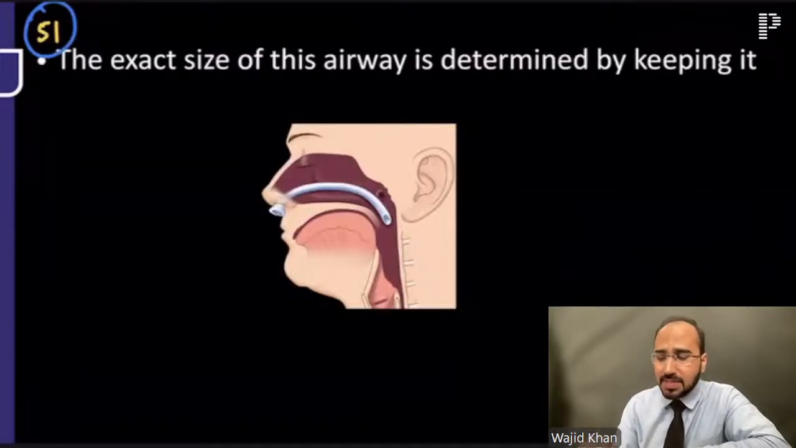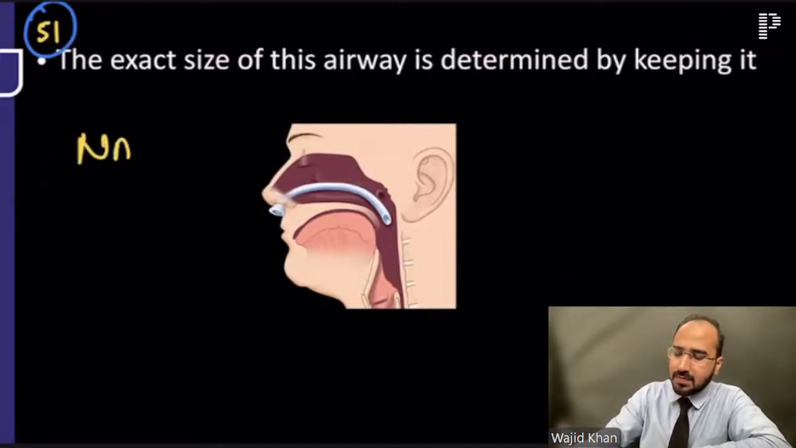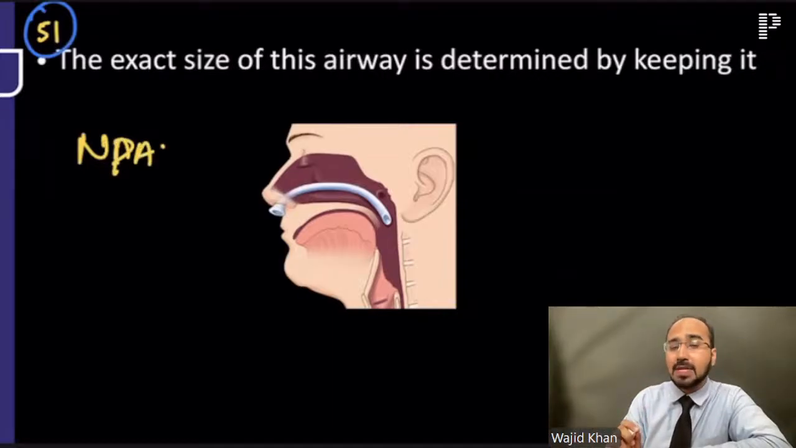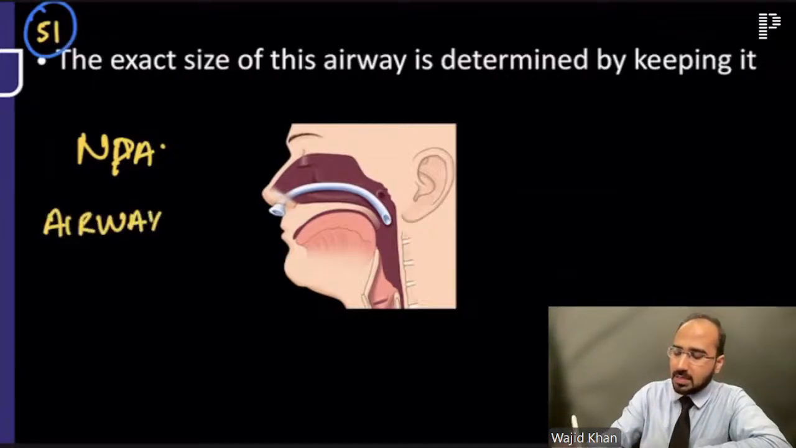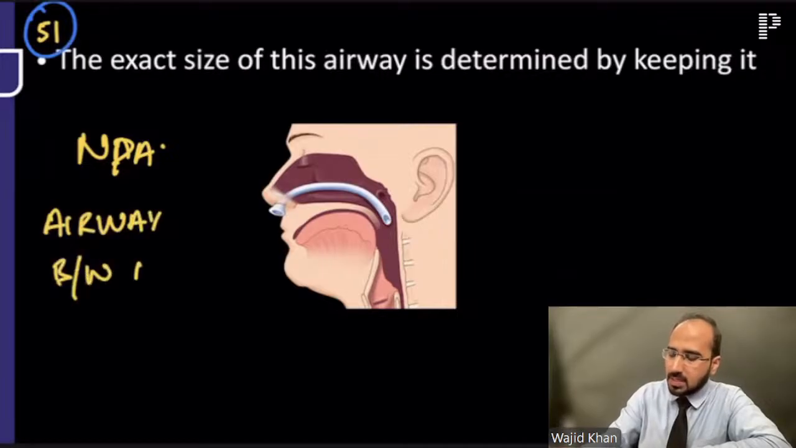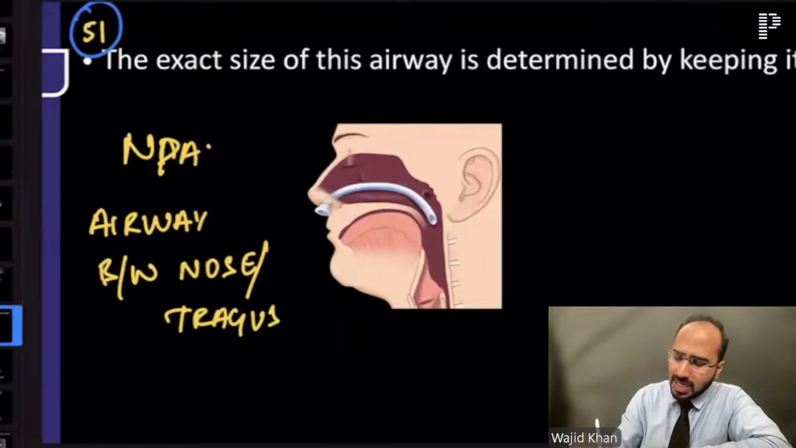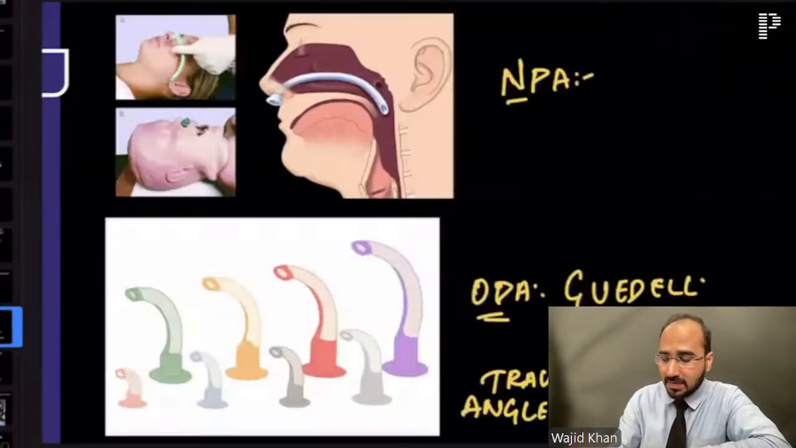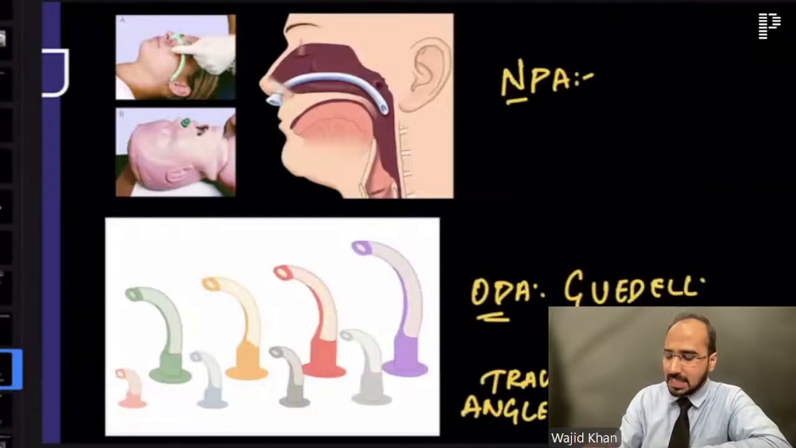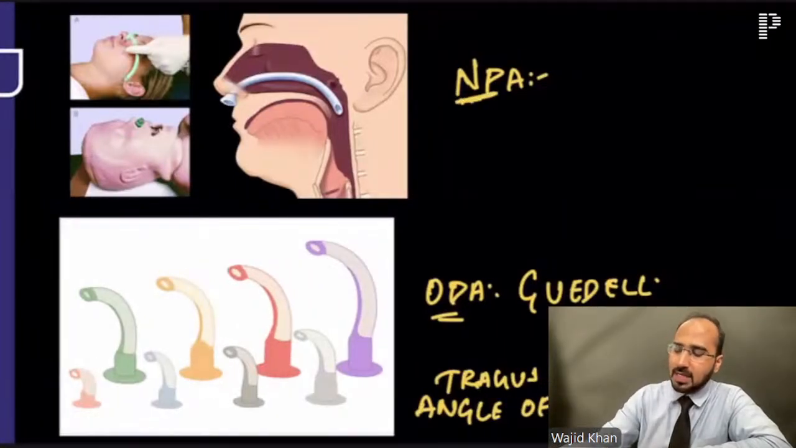Next, guys. The exact size of this airway is determined by keeping it against the face. Remember, this is the nasopharyngeal airway. How can the exact size be determined? You keep the airway between the nose and the tragus. There is one more airway apart from this, which is called Goodell's airway. Remember, guys, this is the nasopharyngeal airway and this is Goodell's airway.